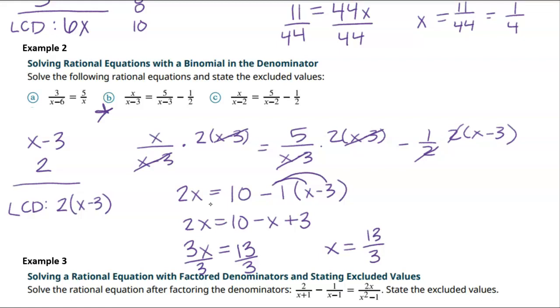Notice again at the very beginning, if I would have gotten x equal to 3, that would have caused some issues. However, this is just fine.